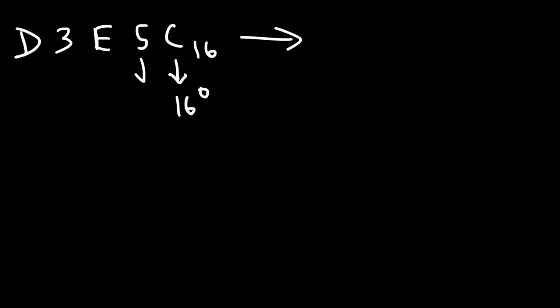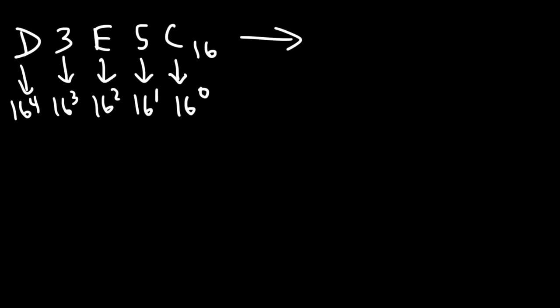Now let's try a 5-digit example. D3E5C base 16. Go ahead and work on that example. So we're going to multiply the first one by 16 to the 0, and then the second one by 16 to the first, and then 16 squared, and then 16 to the third, and for the fifth digit, it's going to be 16 to the fourth.